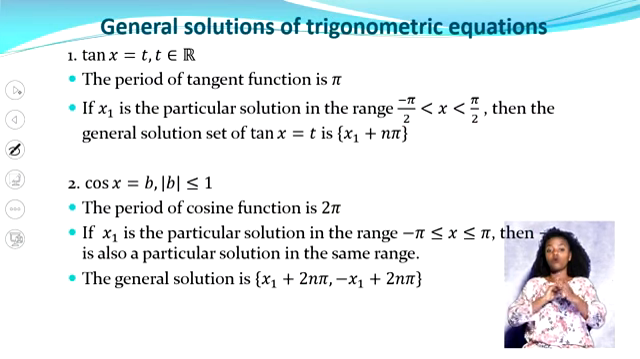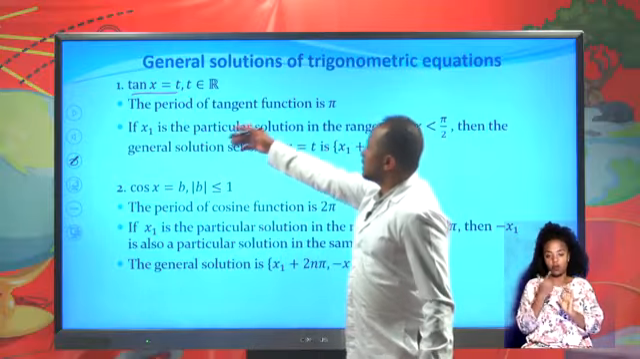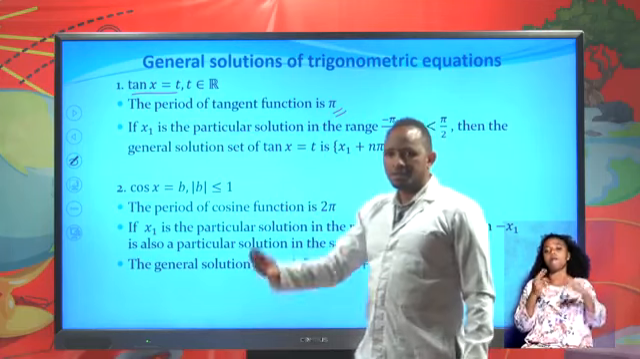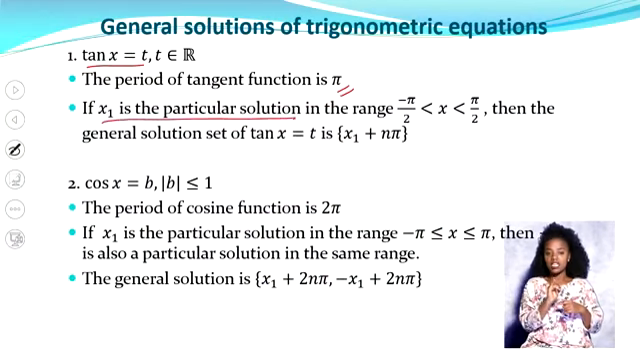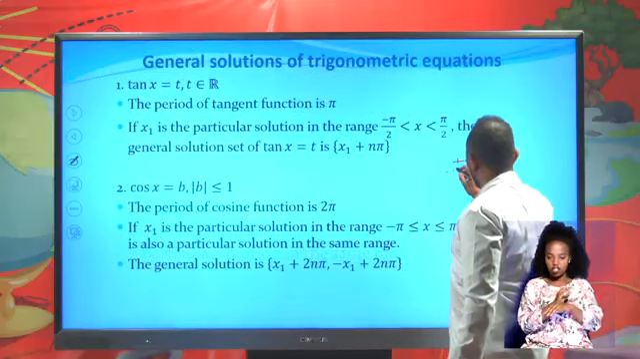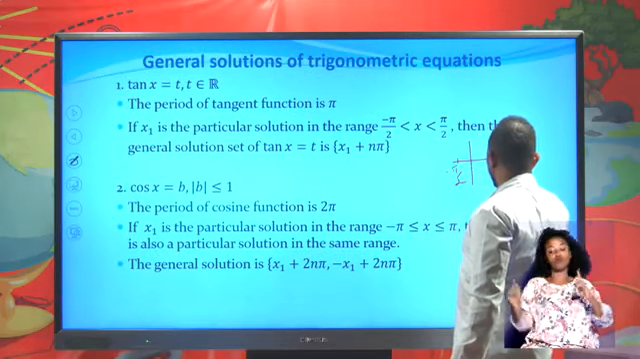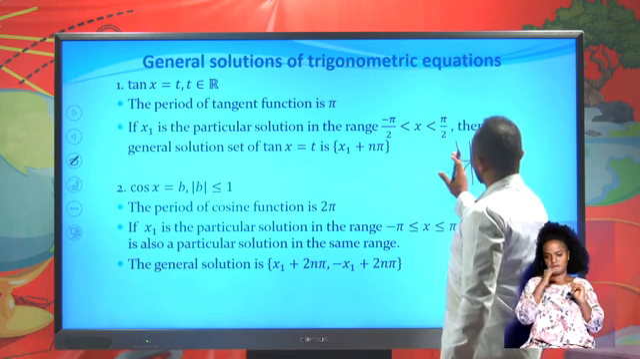So general solutions: if we have tan x equals t, where t is any real number, as you know, the period of the tangent function is pi. It repeats itself after every pi. And if x1 is a particular solution on the range from negative pi over 2 to pi over 2. Let's see the graph of this tangent function from negative pi over 2 up to pi over 2. The graph has this form. This will repeat, with this asymptote.